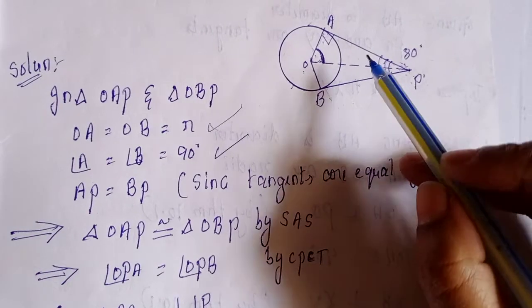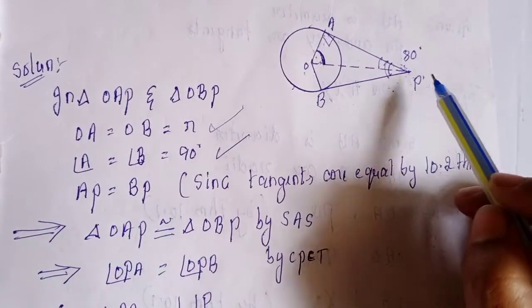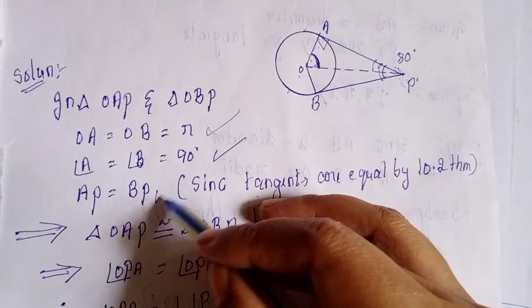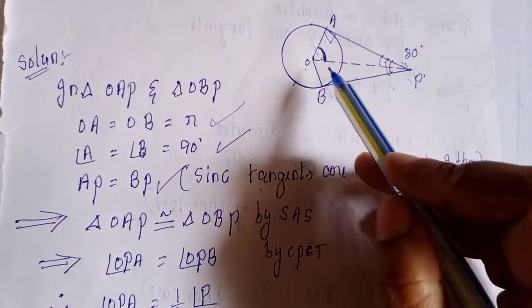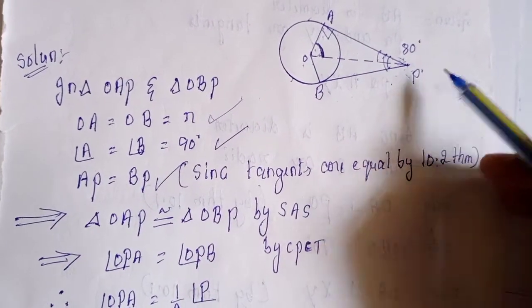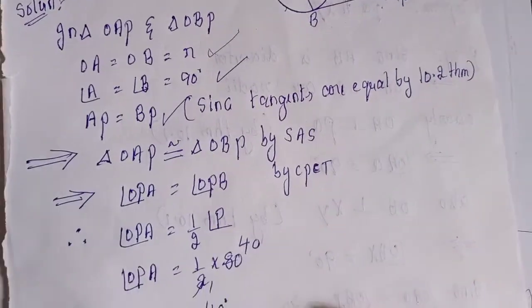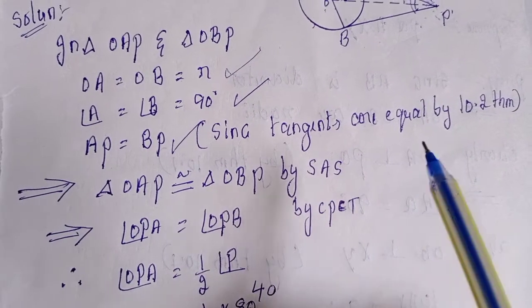And the third matching pair: by theorem 10.2 you learned tangents drawn from an external point are equal. So AP equal to BP. So this is also the third matching pair I got. If you want, instead of tangents, you can take OP equal to OP common also. Then you will get the RHS condition. But I am using the SAS condition here. So these two triangles are congruent by the side angle side condition.